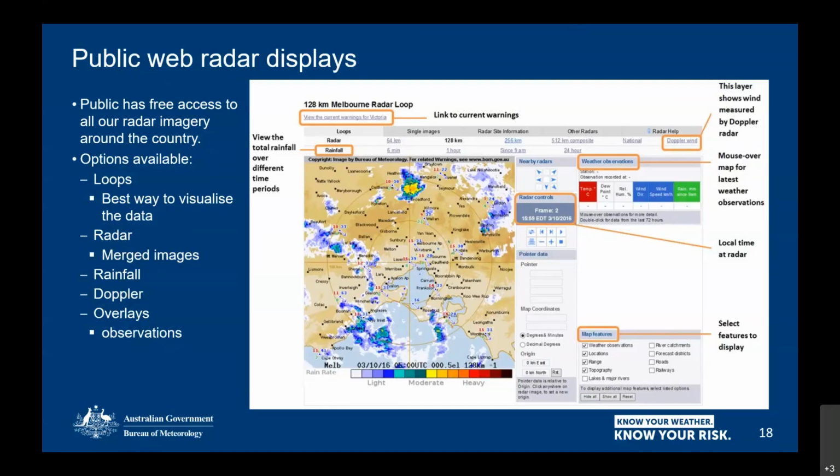Okay, another feature that I'd like to point out is the loops button. Now, all forecasters use looping of radar imagery. It's just a much better way to see how things are developing, how they're moving. It's really a much better way to take in the information than just the static images, although they are still also available.